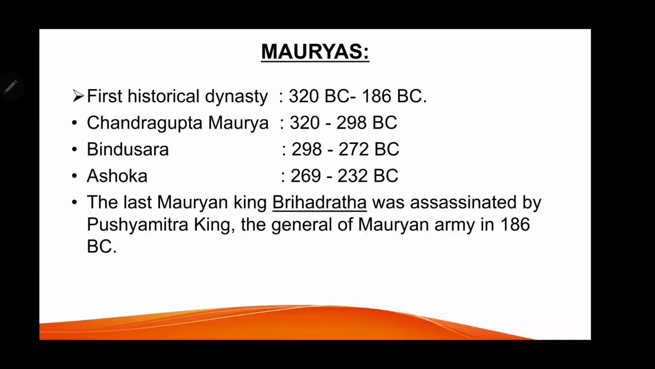It is considered as the first historical dynasty in India, whose period is from 320 to 186 BC. Their first king is Chandragupta Maurya, who ruled from 320 to 298 BC. Then he was succeeded by his son, Bindusar. Bindusar ruled from 298 to 272 BC.